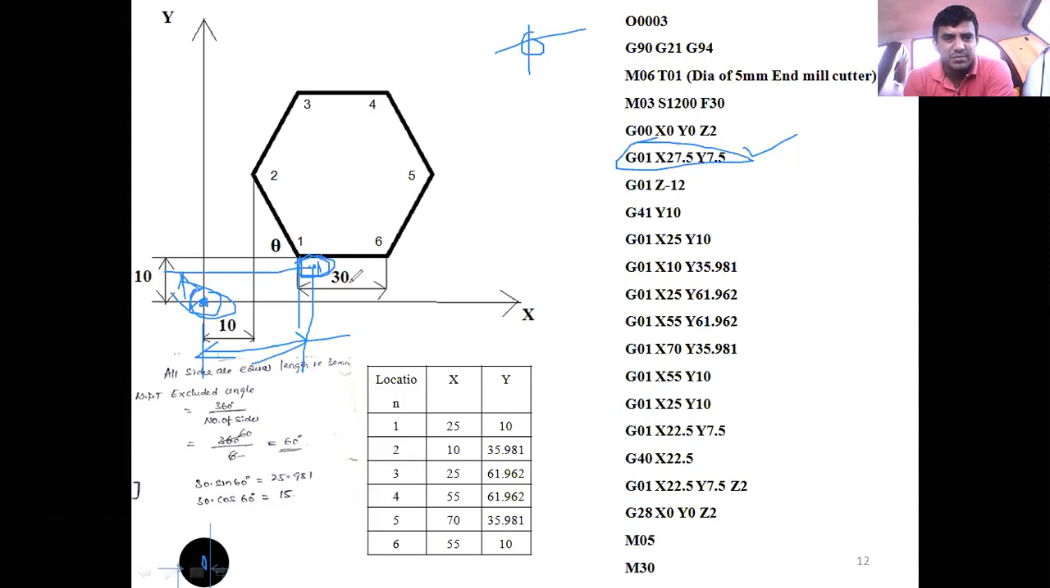Okay, now give the depth. How much depth is given? The total depth of the workpiece is 12 mm, which means I will give the entire depth here. G01 X27.5 Y7.5. Earlier, what Z value was taken? 2, which is 2 mm away from the workpiece. Now give the depth; again it is measured with respect to the origin only. What is the Z value? I want to move in the negative Z direction. Z is minus 12 mm.